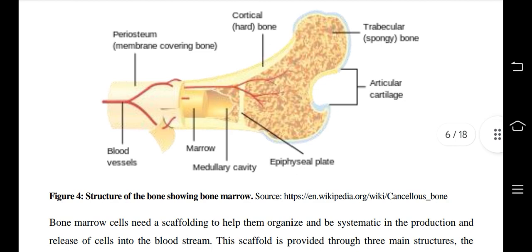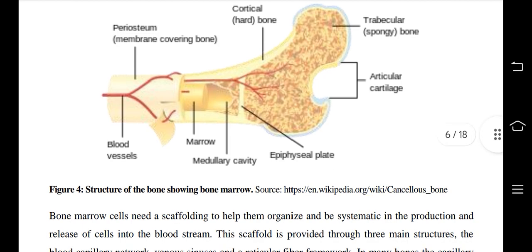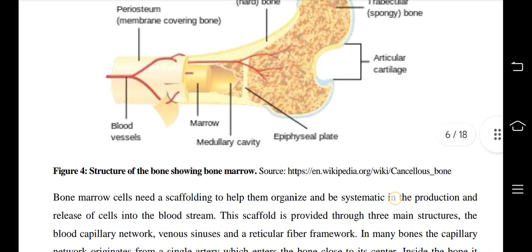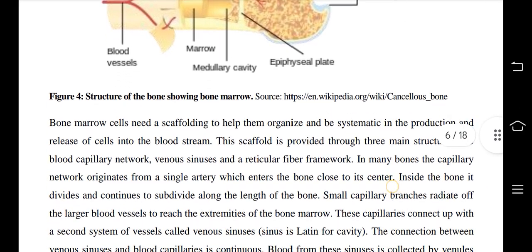Here we could see blood vessels. This is the structure of the bone showing bone marrow. Blood vessels are there. Marrow we can see. Then periosteum, the membrane covering the bone. Cortical hard core, trabecular spongy bone, articular cartilage, epiphyseal plate, marrow and medullary cavity.